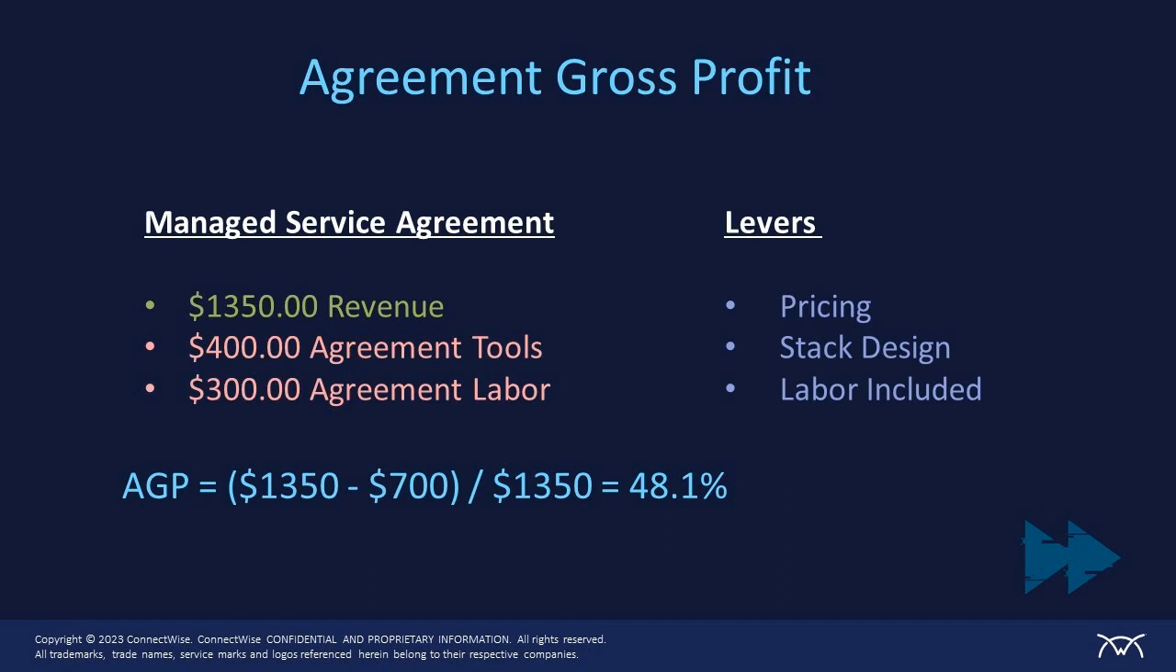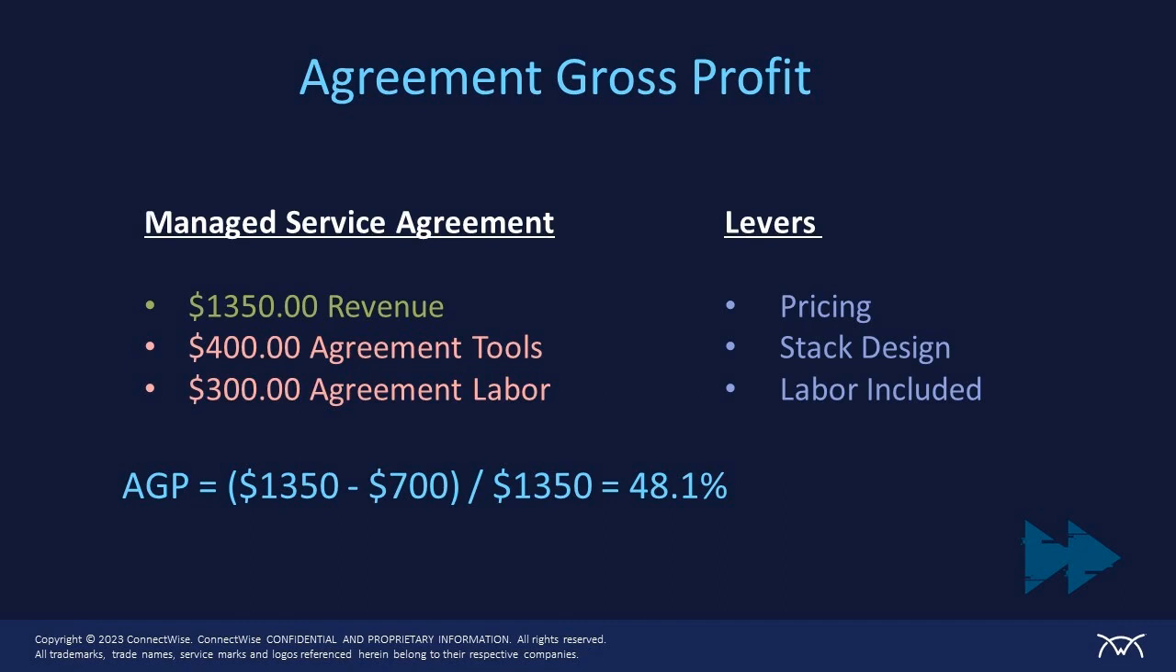Now, if we've solved our indirect issues, we have good utilization, we're doing everything we said we were going to do, and we're holding clients to minimum standards, there's really only three levers that we can pull: pricing, stack design, and labor included. Pricing is the typical issue that we see. Most MSPs just don't charge enough for what they provide. If we know there's $400 in agreement tools because that's the design that we have to have for that client, then we're going to have to increase the price.